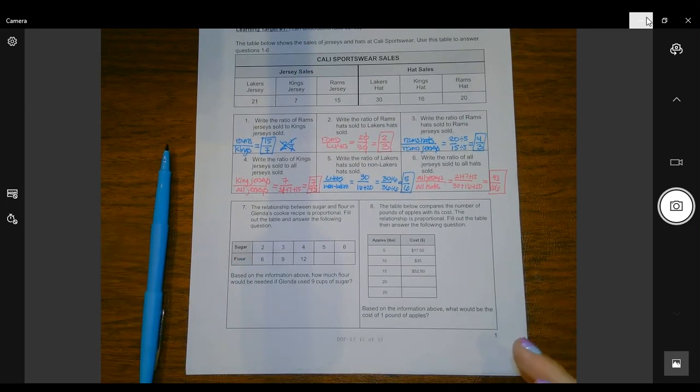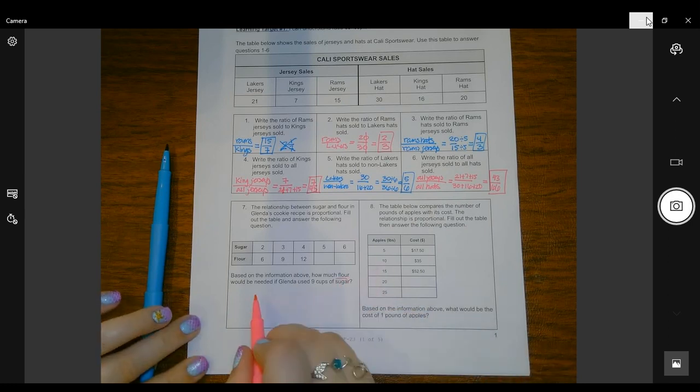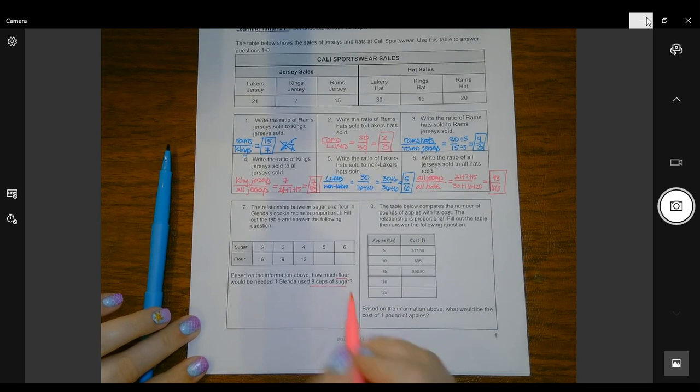All right, moving on. The next one says the relationship between sugar and flour in Glenda's cookie recipe is proportional. Fill out the table and answer the following question. So based on the information above, how much flour would be needed if Glenda used 9 cups of sugar?